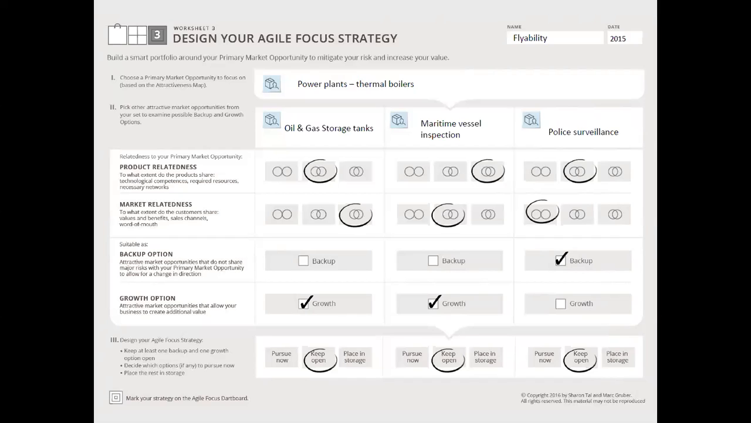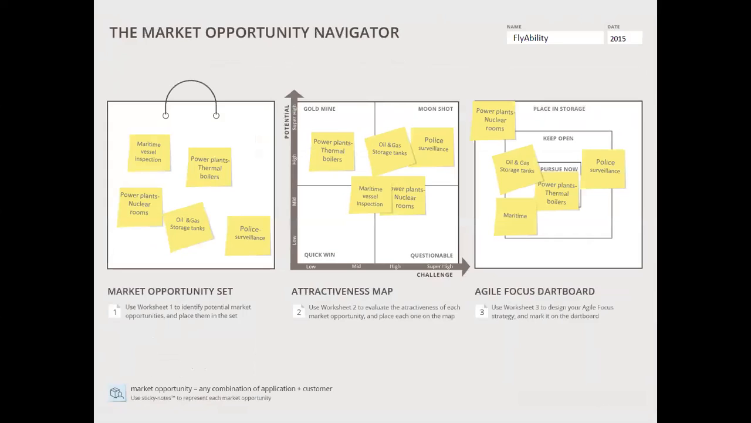So once we've done this process, we could depict the strategy clearly on the Agile Focus dartboard, deciding what we'll be focused on, what we will keep open, and which option we place in storage. Now, in brackets, I have to say that this strategy turned out to be a very successful one for the company. They grew from 0 to 2 million euros in sales in just 6 months, and they had a lot of inbound requests coming in.